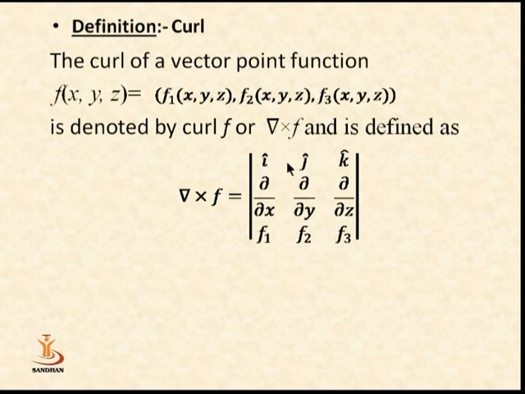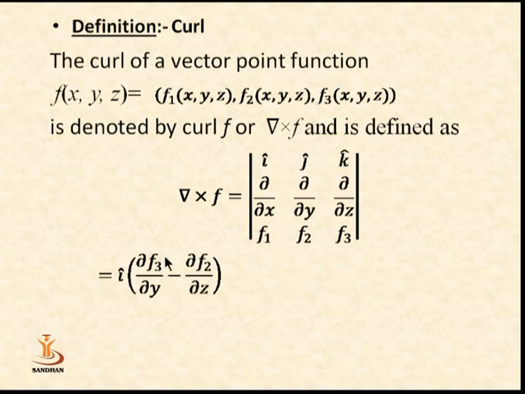determinant of i, j, k; del upon del x, del upon del y, del upon del z; and the functions f1, f2, and f3. That means the first component, second component, and third component. Thus we see that the curl also applies to the vector notation, that means a vector point function, and we also get a vector function.